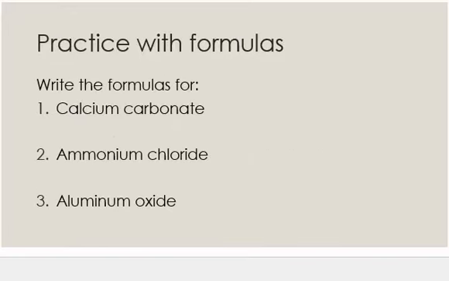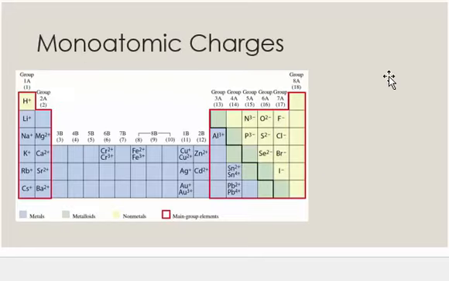Based on the charges of the cations and anions, see if you can determine the formulas for 1. Calcium carbonate, 2. Ammonium chloride, and 3. Aluminum oxide. Look at your periodic table and Table 3.2 from the text if necessary, and pause the video to figure these out. The first step is to determine the charges of the ions.